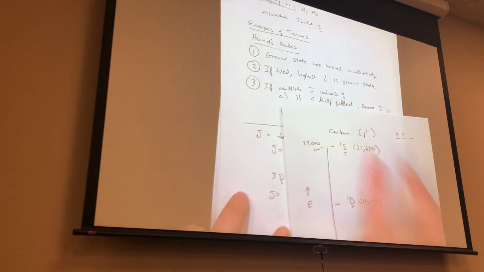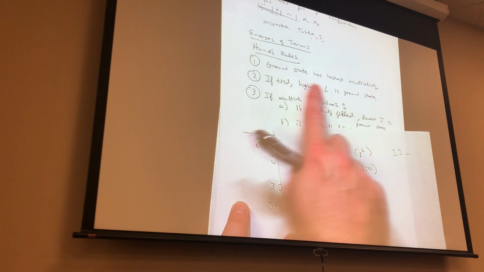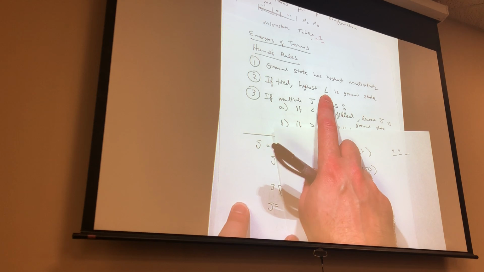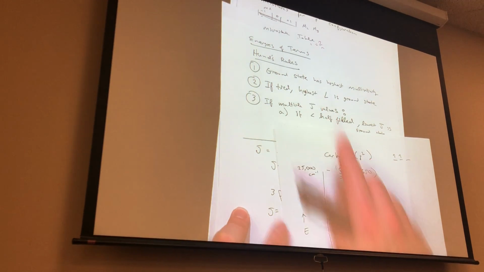So we'll follow Hund's rules after the ground state. So the ground state is the thing with the highest multiplicity. If there's a tie, look for the highest L. Right? If you keep going to the next state, then you look for the next highest multiplicity. And if there's a tie, you look for the next highest L, right? Which is what we found.